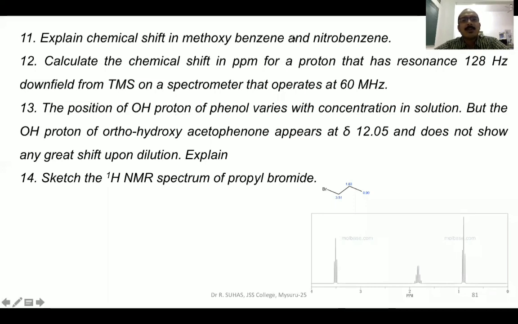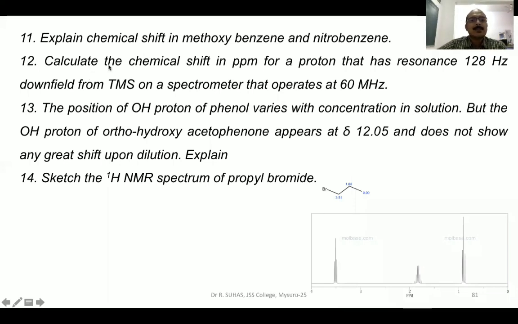Explain chemical shift in methoxybenzene and nitrobenzene. Methoxybenzene is C6H5OCH3. So methoxy is an electron releasing group. So it will have a value between 2.5 to 3, whereas benzene will have a value between 6.5 to 7. Why 6.5 to 7? Because the methoxy is an electron releasing or electron donating group, whereas in nitrobenzene, we know that nitro is electron withdrawing, and hence the benzene will have a higher delta value, 7.8 or 8, and hence you can explain that these two compounds, methoxybenzene and nitrobenzene, will show different chemical shift values.